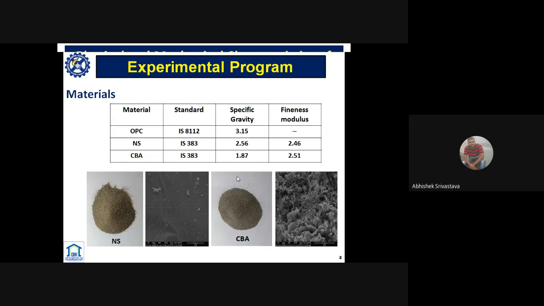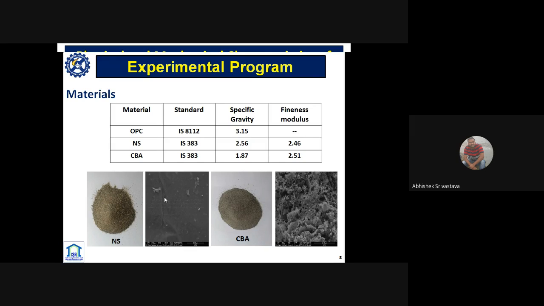The materials used in the present study are OPC, natural sand, and CBA. The standard OPC is OPC 43 grade, as per IS 8112. Natural sand is as per IS 383, and for CBA I have also written IS 383 because the grading of the CBA is made comparable to the natural sand, which lies in zone 2 of IS 383. Then the specific gravity is 3.15, 2.56, and 1.87, and the fineness modulus of natural sand and CBA.